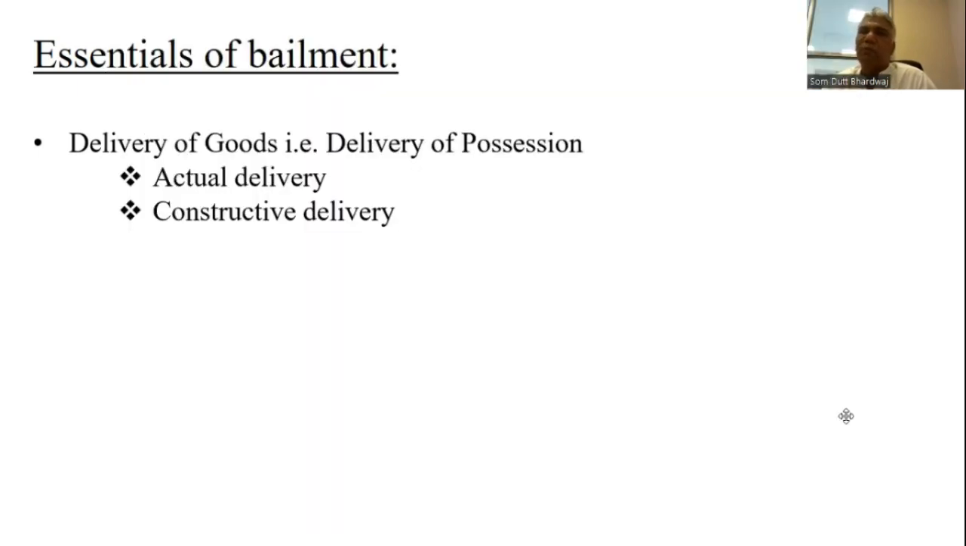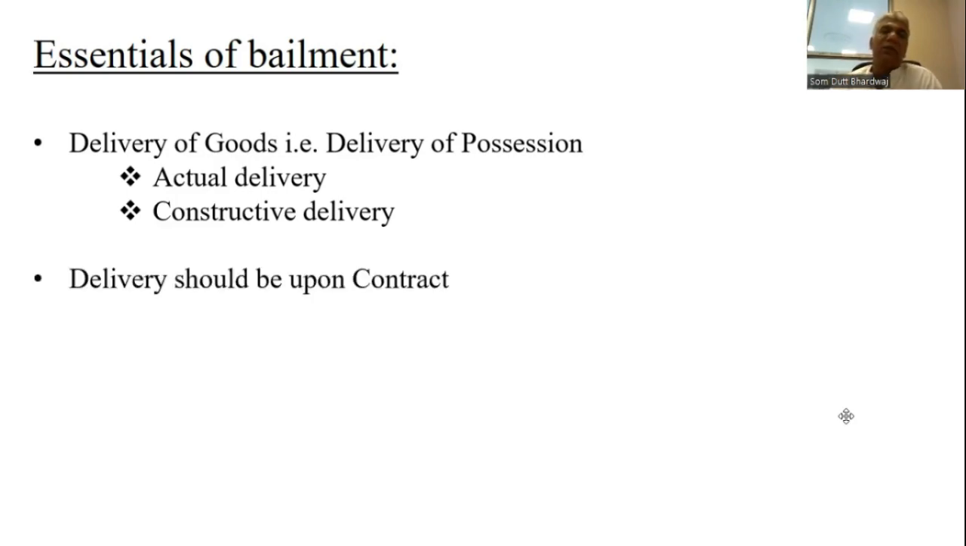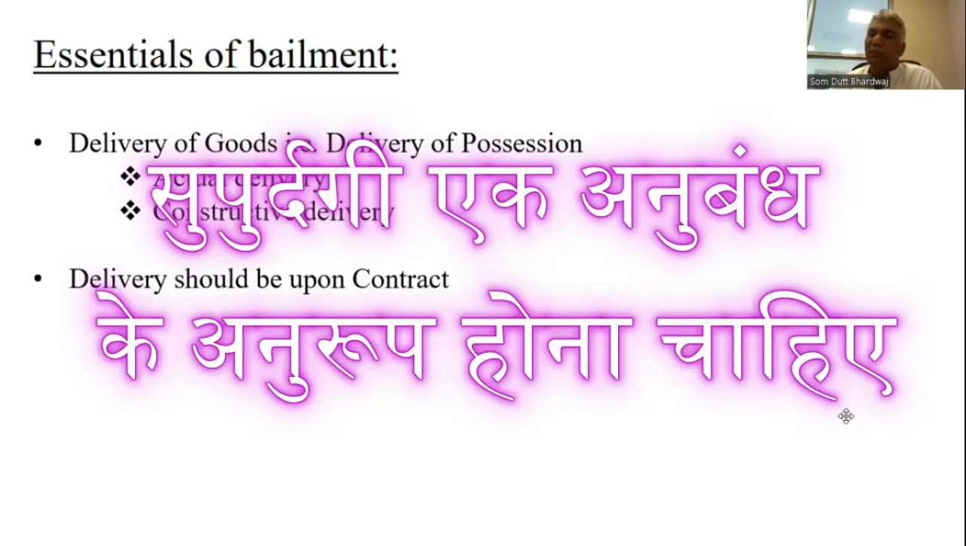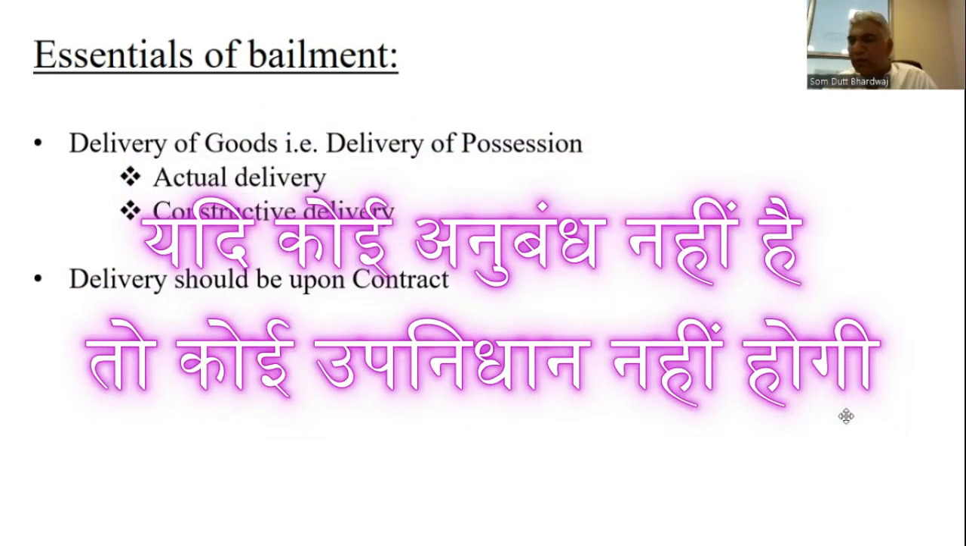So the point we have to make clear here is that the delivery of the goods or the delivery of the possession is very much essential as a requirement for bailment. Then the delivery should be upon a contract. If there is no contract, there is no bailment.